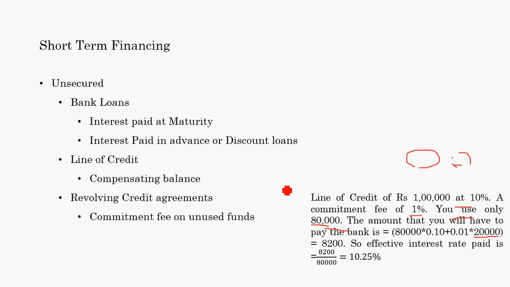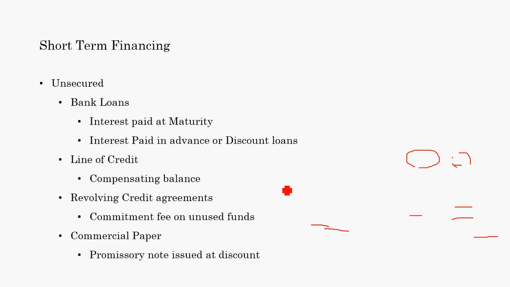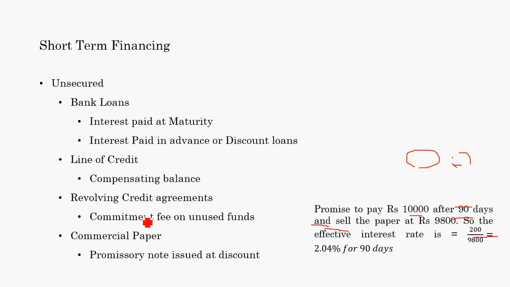And the final type of unsecured financing is commercial paper. Commercial papers are a promissory note, whereby a company promises to pay a certain amount after a certain period. Let's say a company issues a promissory note of paying 1,000 rupees after 30 days. The company can sell this commercial paper to the public or other institutions to raise money. When it sells this commercial paper, generally it sells at a discount.